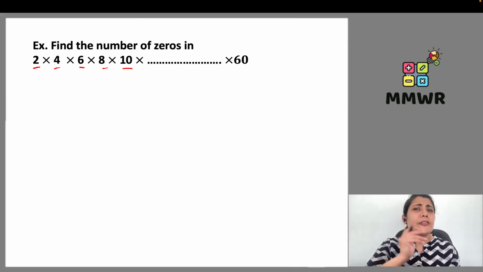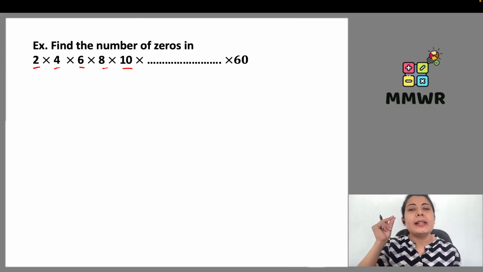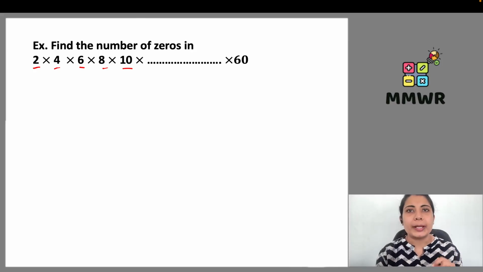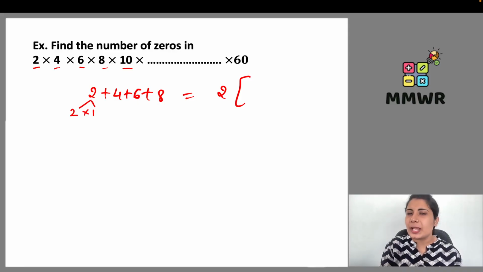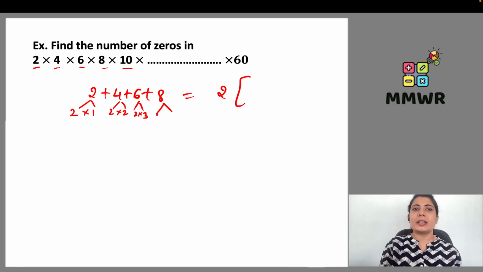But for that, we have to use one skill, that is taking out common. Okay, I know that in multiplication we have never taken common. We usually take common like in 2 + 4 + 6 + 8. Suppose we have to take common from this, then here I have taken 2 common, because this 2 can be written as 2 × 1, this 4 can be written as 2 × 2, this 6 can be written as 2 × 3, and this 8 can be written as 2 × 4. So everywhere we have 2, 2, 2, 2.